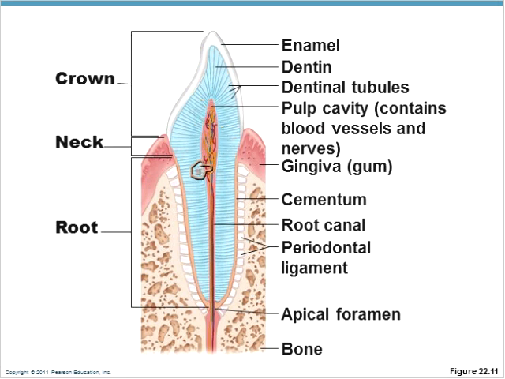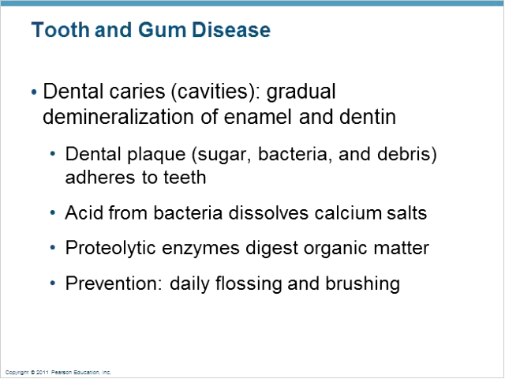There's the pulp inside, which contains the blood vessels and nerves. And we talked about the gingiva. There's the cementum on the outside. There's the periodontal ligaments there. So you get a nice feel for looking at the tooth proper.